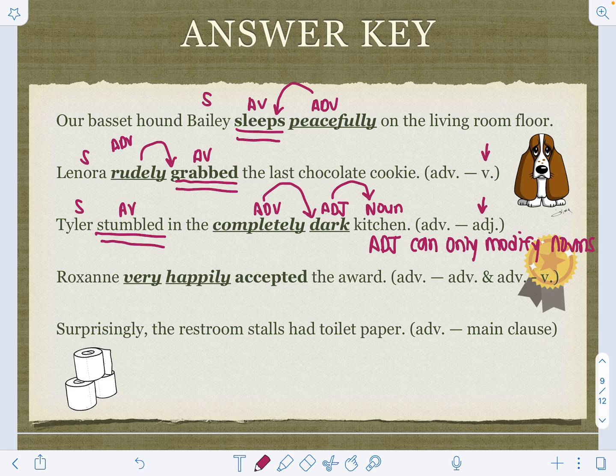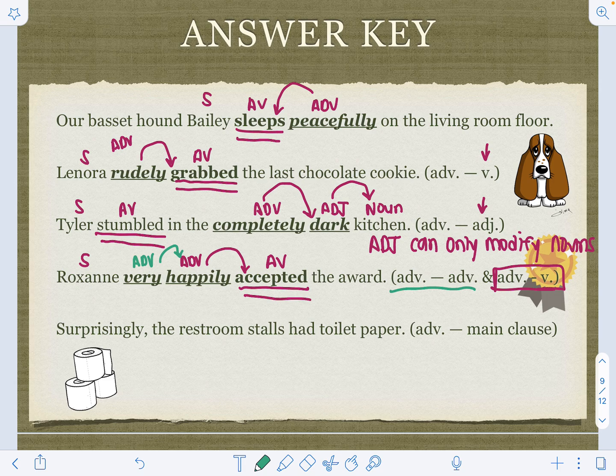The fourth sentence is looking for two. We have Roxanne as our subject. We have accepted as our action verb. Roxanne accepted the award how, or accepted the award to what extent? She happily accepted. This is my adverb that is modifying my verb phrase. So I'm going to box that in pink. And then I need to look for this one still, adverb modifying adverb. So how happily or to what extent was she happy?